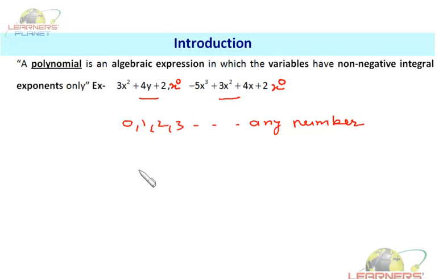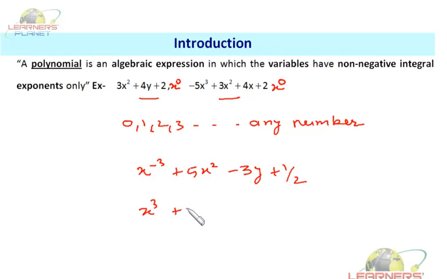Suppose I have an expression x raised to minus 3 plus 5x square minus 3y plus 1 by 2. Friends, we cannot say this expression is a polynomial because in this case x is having the power minus 3. But in case of polynomials, the variable should carry the power as positive, or we can say non-negative integral values.